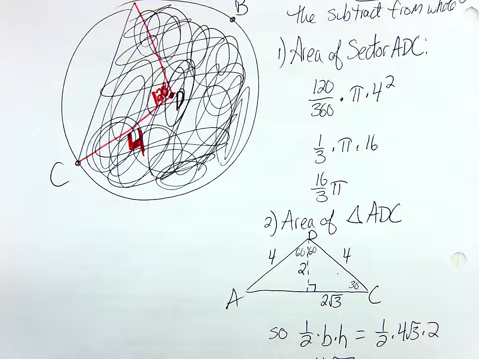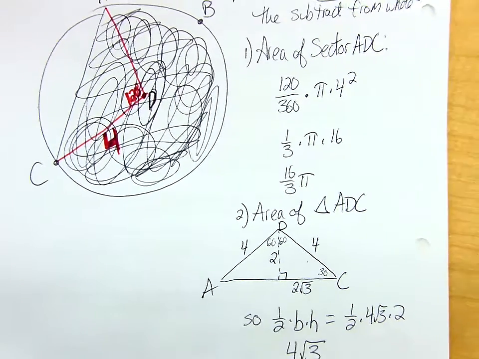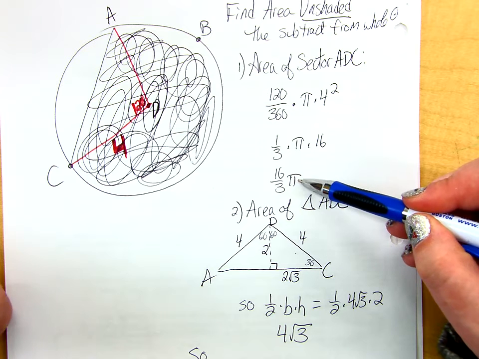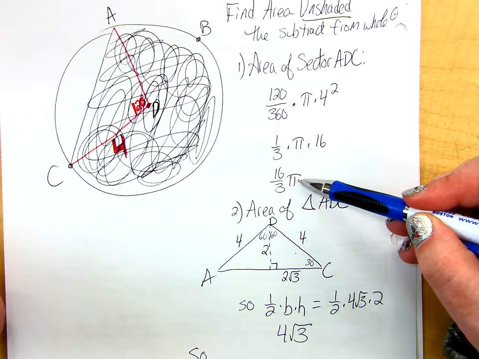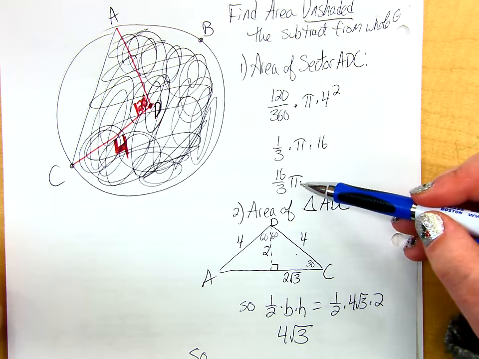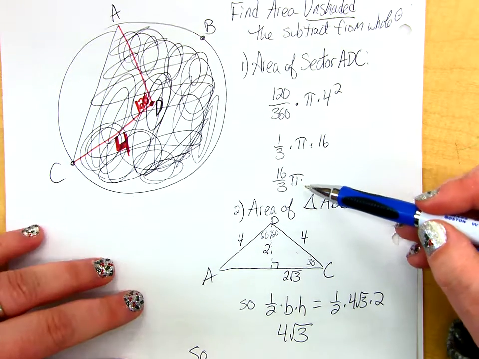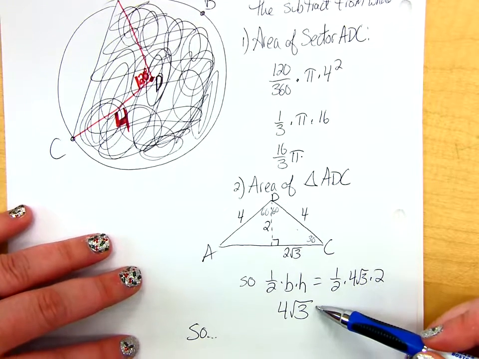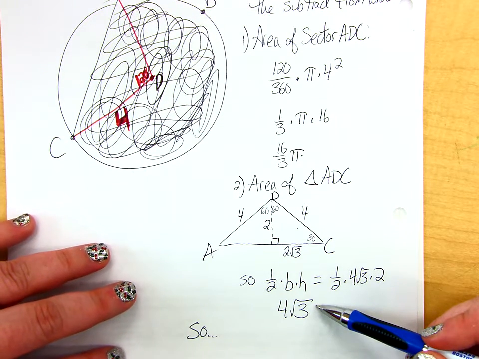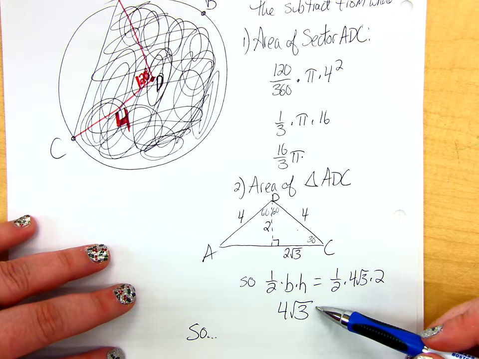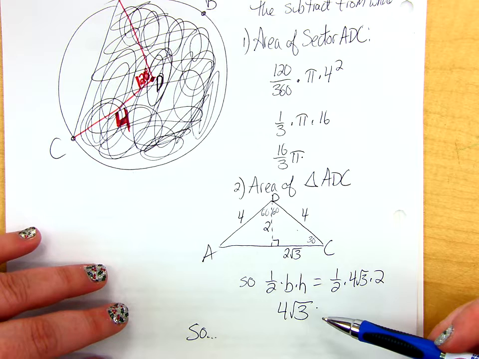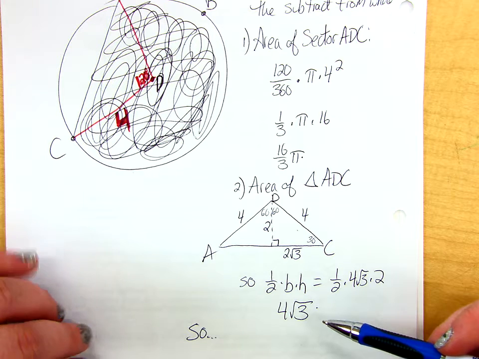Are you guys getting the same thing I am? I don't know if you're looking at mine yet. So I found the area of the whole sector, 16/3 pi. Do we agree there? Oh, I thought you wrote 128. And then I just found the area of the triangle, 4 root 3. Let me know if I've lost you. Did I lose anybody? You getting what I'm getting?